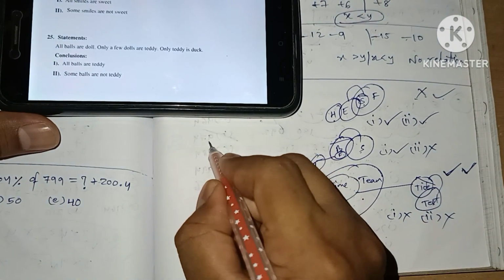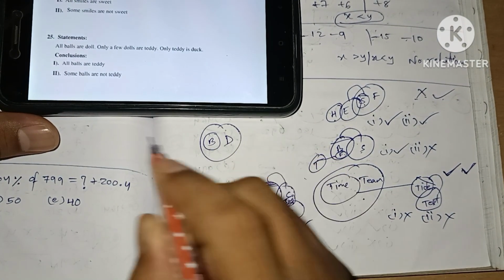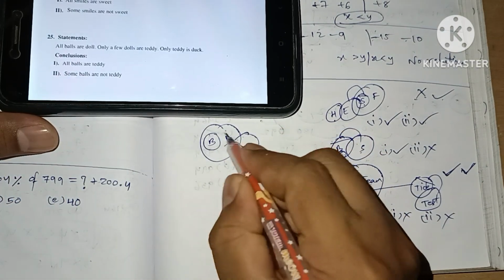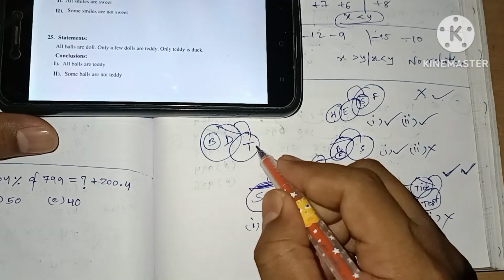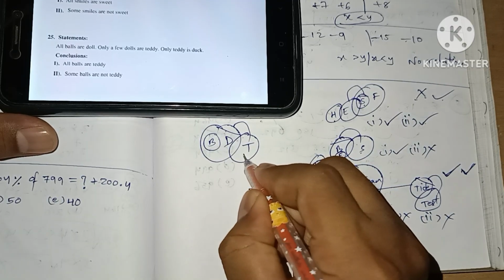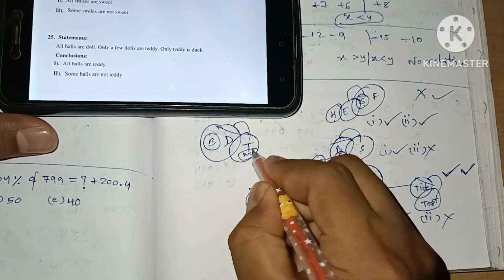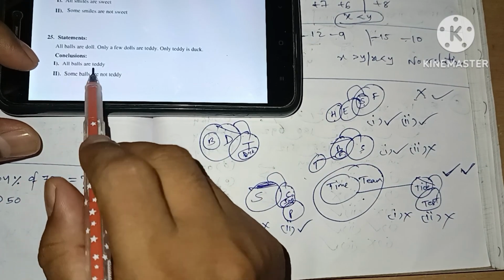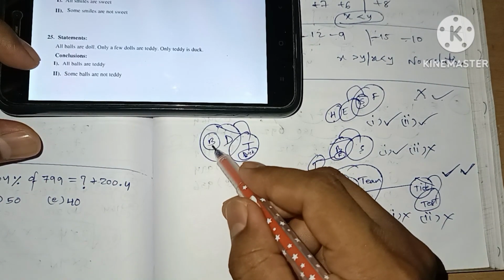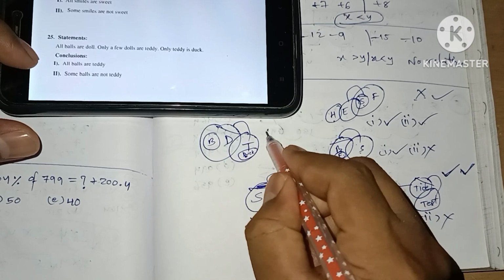All balls are doll. Only a few dolls are teddy. Only teddy is a duck. This means duck is inside teddy and doesn't share with anything except teddy. Let's see the conclusions. All balls are teddy. All balls are inside teddy. No, the first conclusion will be false.